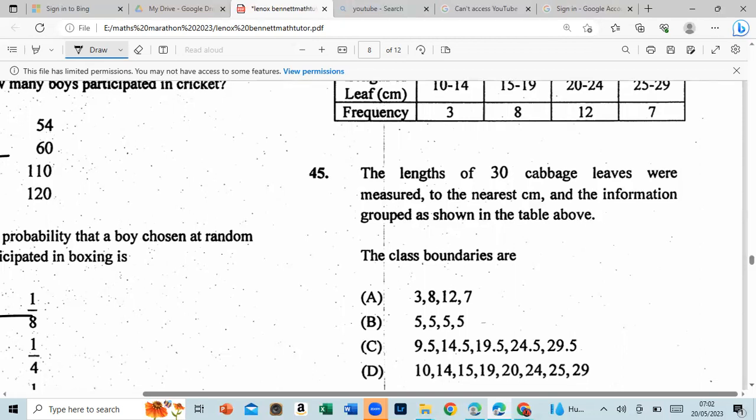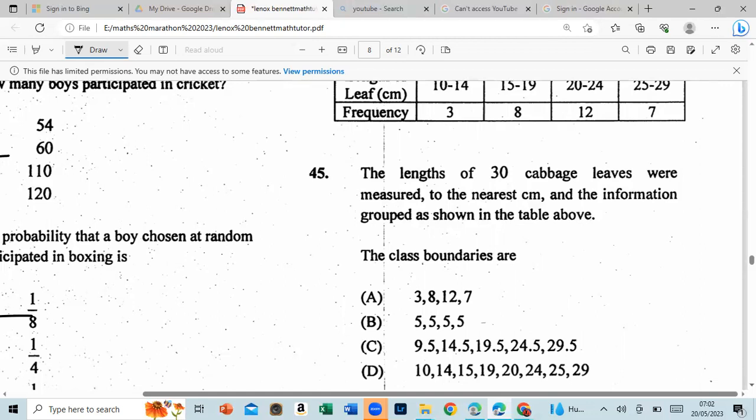The lengths of 30 cabbage leaves were measured to the nearest centimeter. The information is grouped as shown. The class boundaries are like the upper boundary, that's the class boundary. Now, I don't remember that right about now.